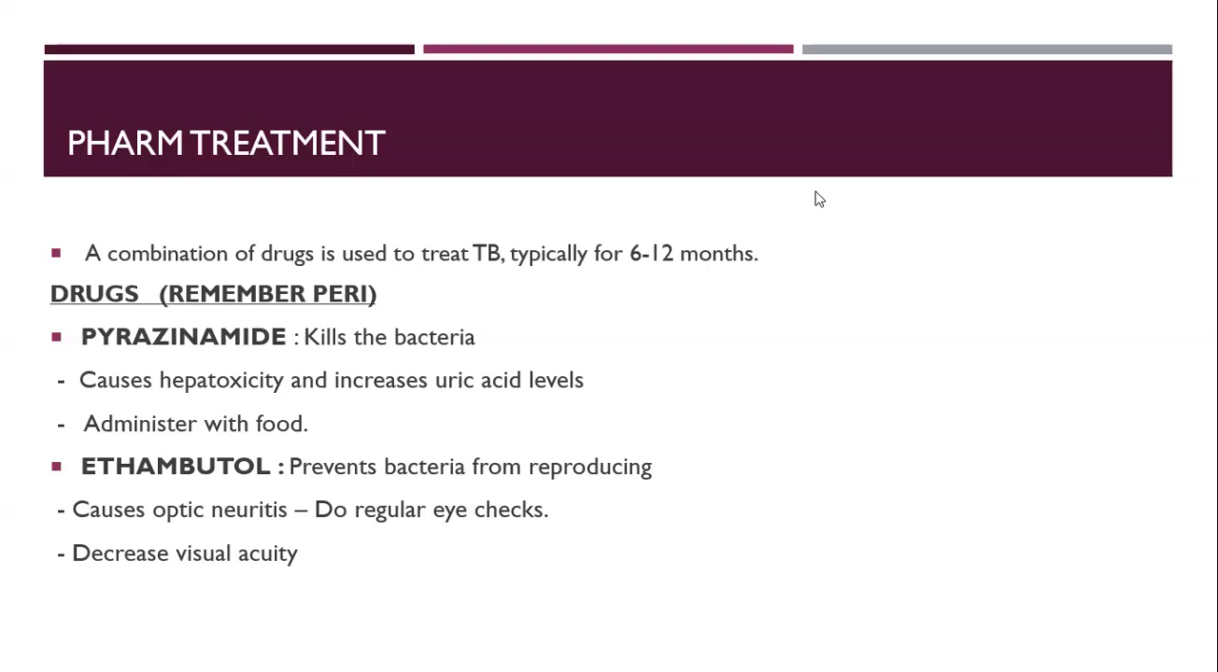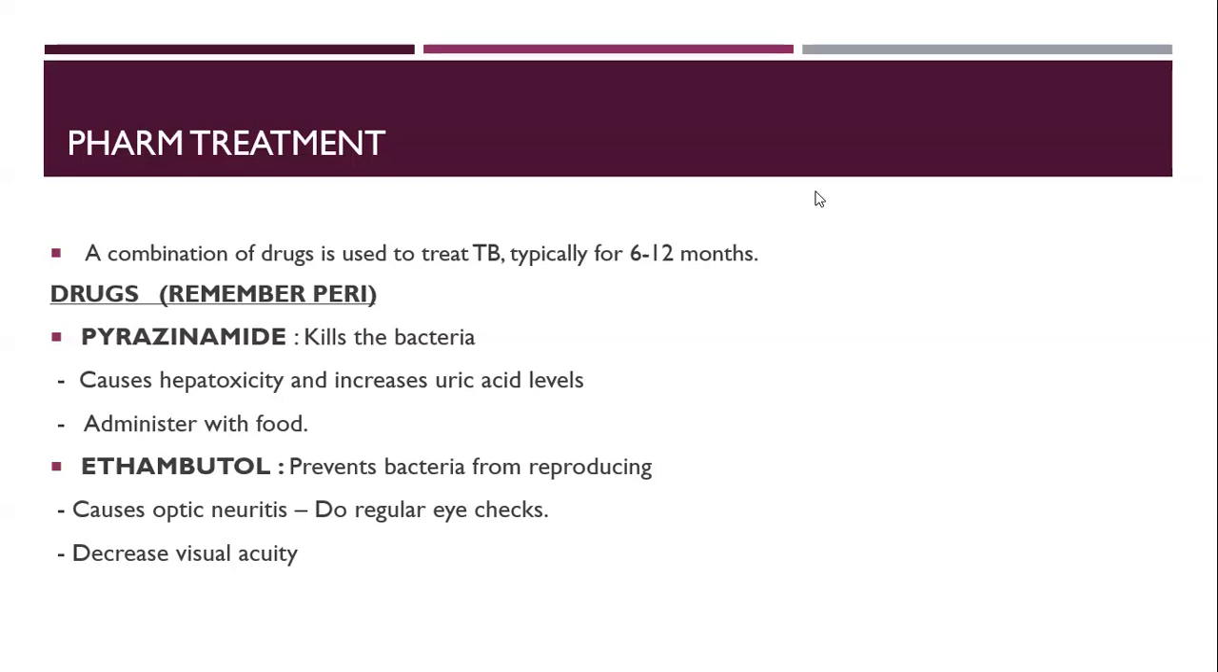When you hear uric acid level, what condition comes to mind? Gout. So don't take this medicine in gout, because patients with gout already have high uric acid level, and if you give this drug, you worsen the case. Then you should administer it with food. So please know this for your NCLEX: for TB drugs, pyrazinamide causes hepatotoxicity and increases uric acid levels.